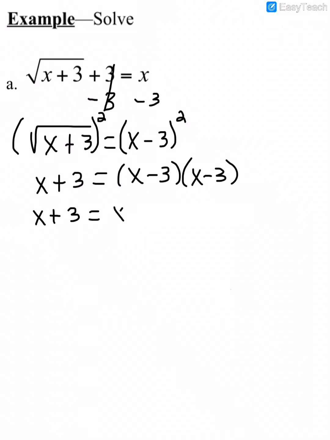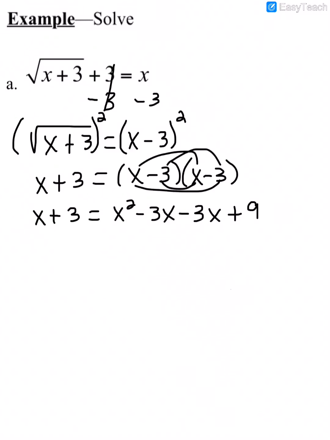Alright, so if I FOIL this, I get x squared minus 3x minus 3x plus 9. Alright, so that's x squared, if I combine my like terms, minus 6x plus 9. Alright, and now that I have gotten rid of the radical, this just turns into a regular polynomial equation, so I'm going to solve it like I would any other polynomial equation.